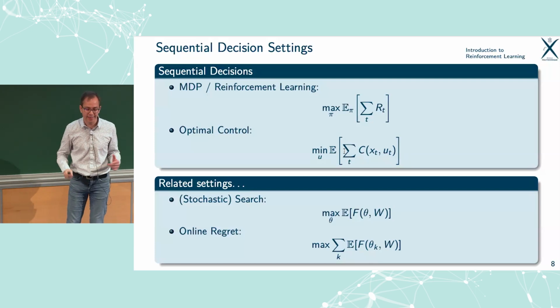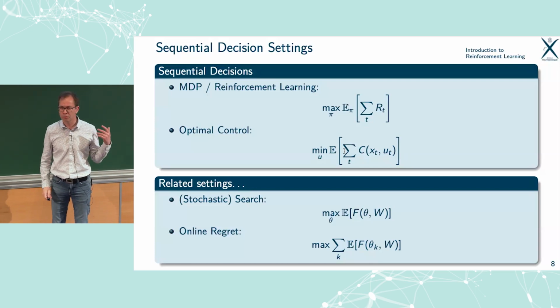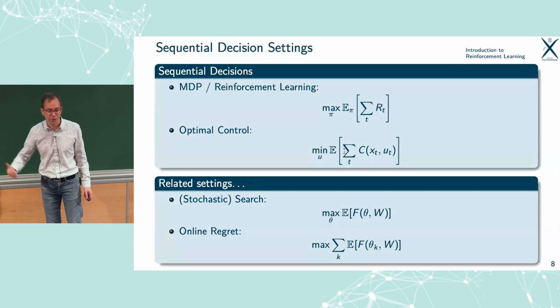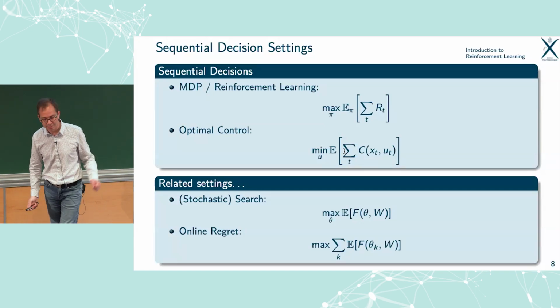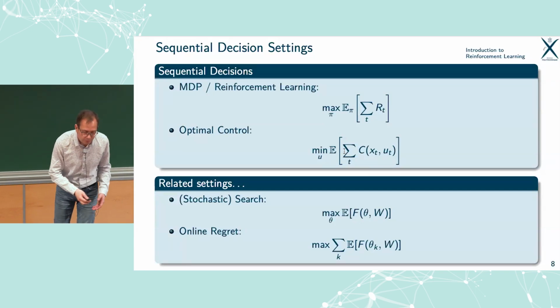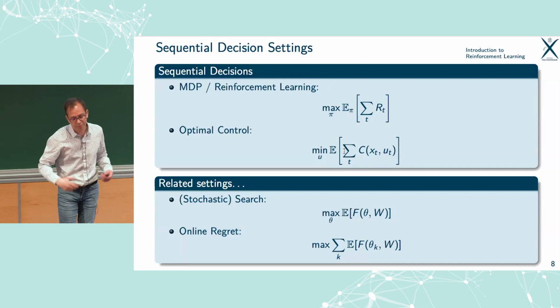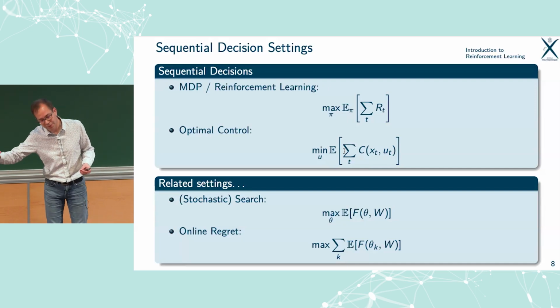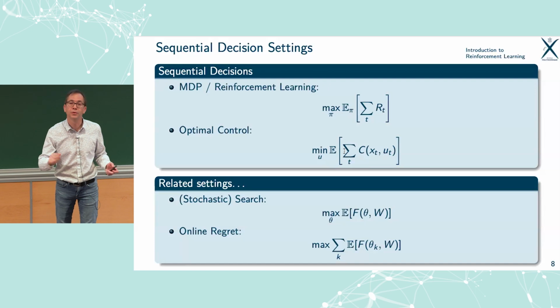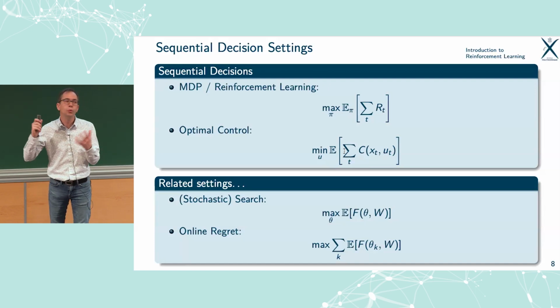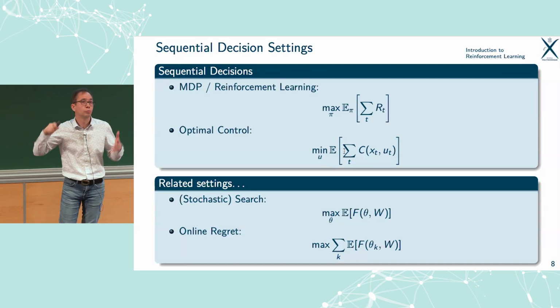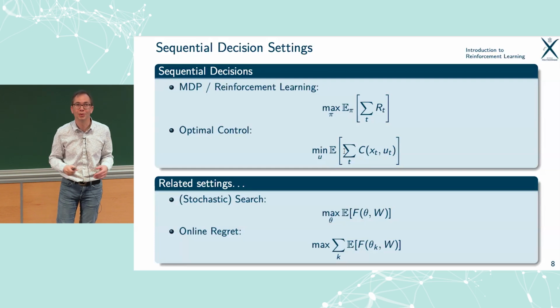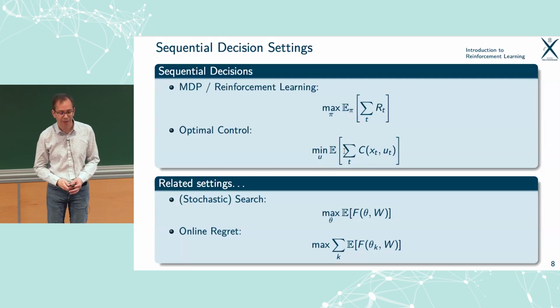On that related setting, stochastic algorithms, stochastic search, in which you're trying to find the expectation of something, and regret, in which you don't want to minimize the sum of the risk, but the sum of an expectation. The tools that we're going to see or we're going to use are similar in those settings.